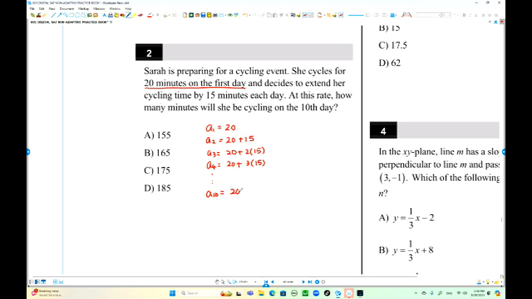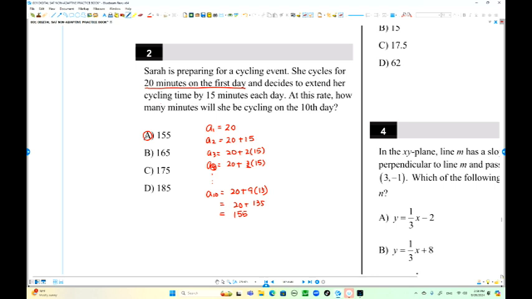So keep continuing up to the 10th day. How does it look? 20 plus 9 times 15. This 9 is 1 less than the number of terms there. So 10 minus 1 is 9, times 15, right? So this equals 20 plus 135. The sum of these two numbers is 155. Okay, that's the answer.